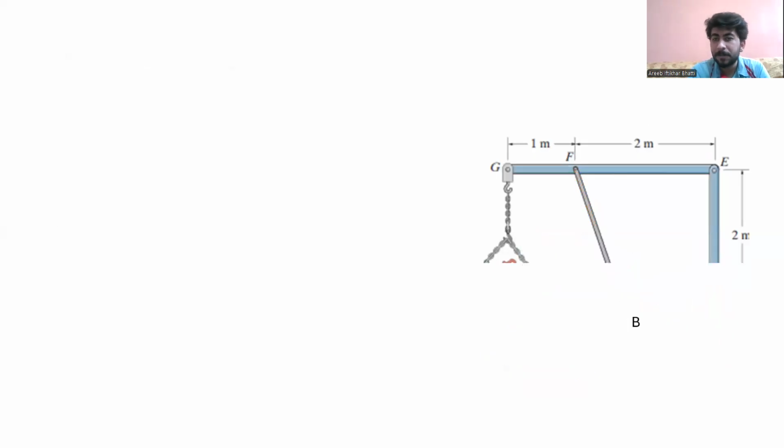We are given the mass, so let's take this part first to find the force in member FB. If I extend member FB and the coordinate axis at point P, it makes a right angle triangle. To find this angle, I use tan inverse theta, which is equal to perpendicular over base. This is our perpendicular, 3 meters, and base, 1 meter.